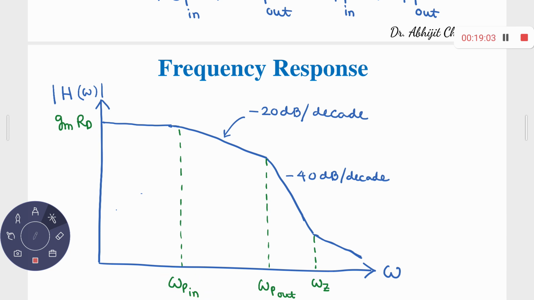So you have 20 dB per decade, another 20 dB per decade. That means now it becomes 40 dB per decade.